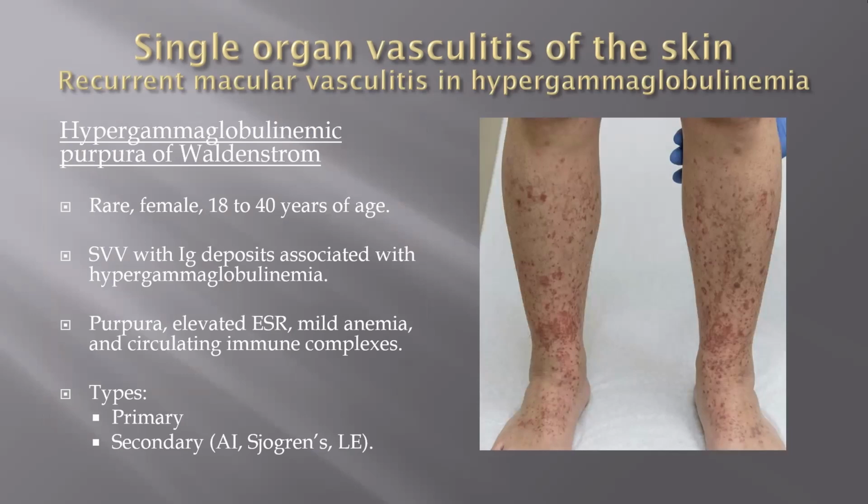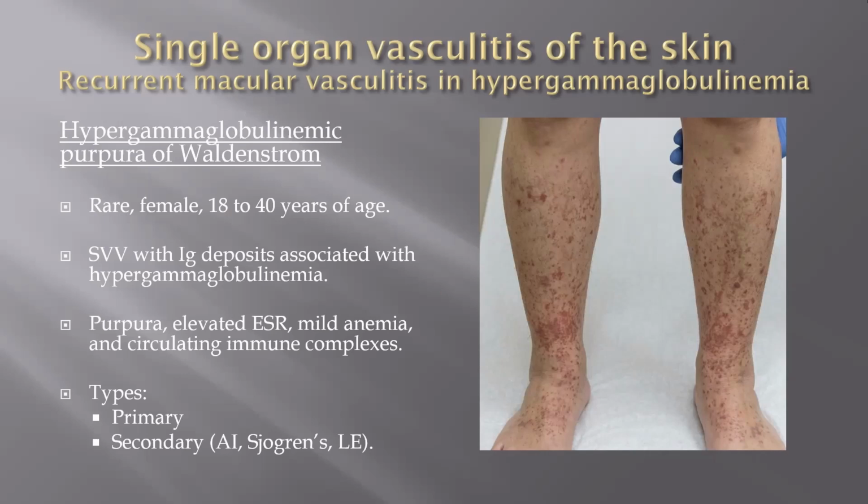brief you about hypergammaglobulinemic purpura of Waldenström, which is more often than not secondary to an underlying autoimmune disease. However, rare idiopathic cases have been reported, and this makes it a candidate to be included under single organ vasculitis of the skin, as the primary type presents with only skin involvement in the form of recurrent purpura of the lower extremities. The disease is quite rare.